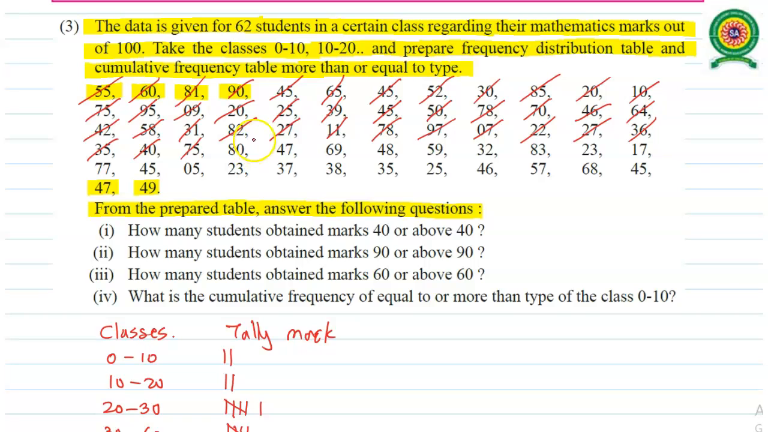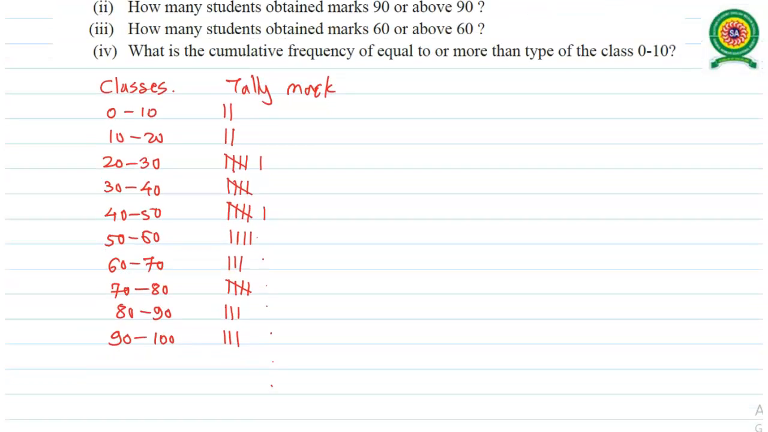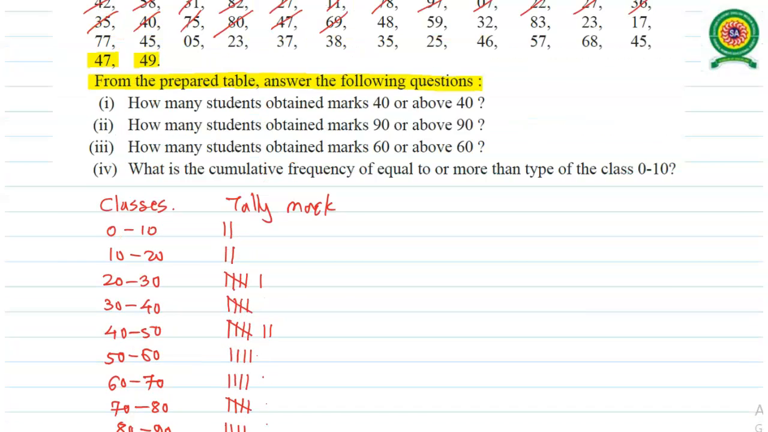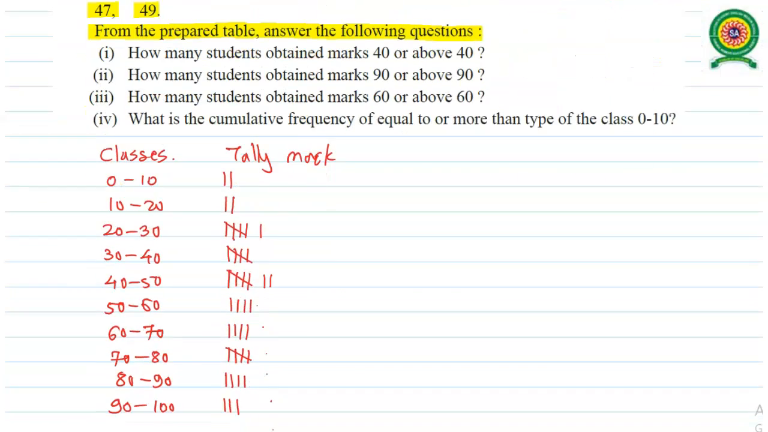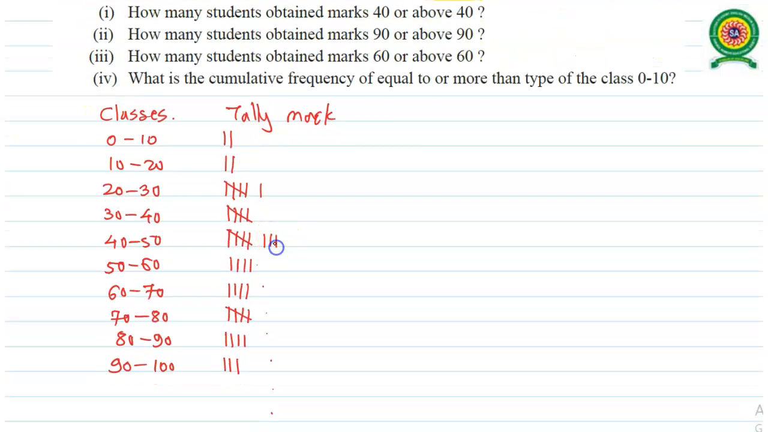Look at the next three observations. We have 80, 47 and 69. So 80 comes in the class 80 to 90. Next one we have a 47. 47 comes in the class 40 to 50. And next to it we have a 69. 69 comes in the class 60 to 70. Next to it we have 48, 59, 32. So 48 comes in the class 40 to 50. After that 59 comes in the class 50 to 60. 5 lines together complete one set of tally mark.